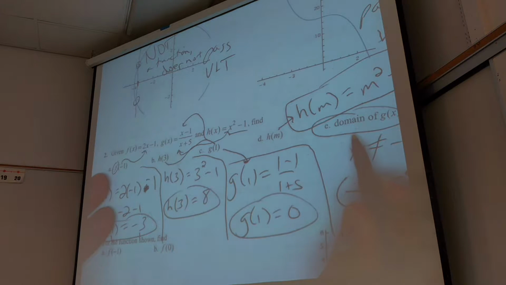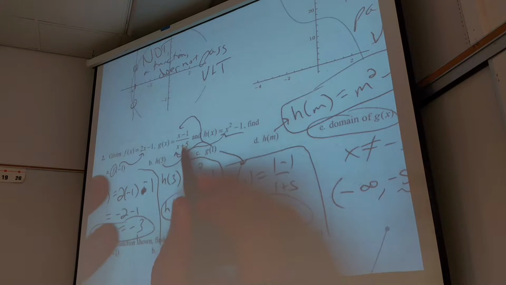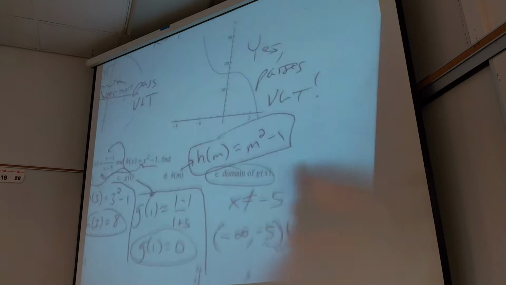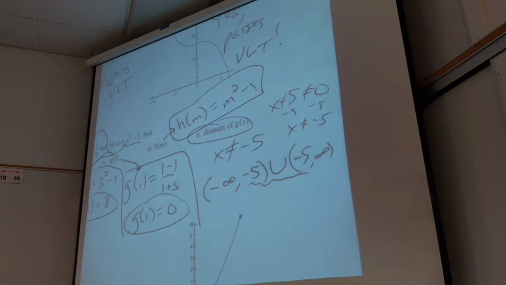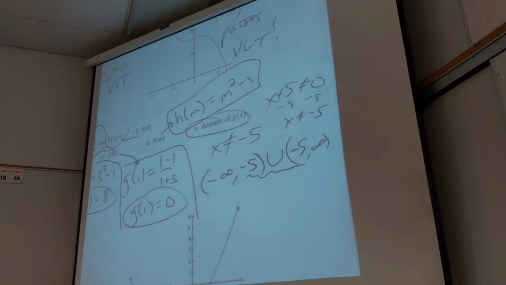So, coming back. The domain is all the x's I'm allowed to use. There is a value of x that makes the bottom 0. If you say the bottom can't be 0, solve for that. The x can't be negative 5, because that would make the bottom 0. Got it. Thank you. Sure.